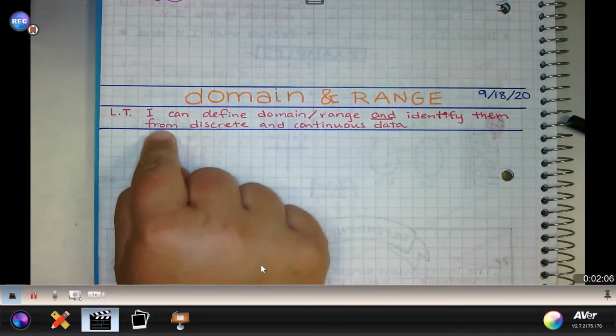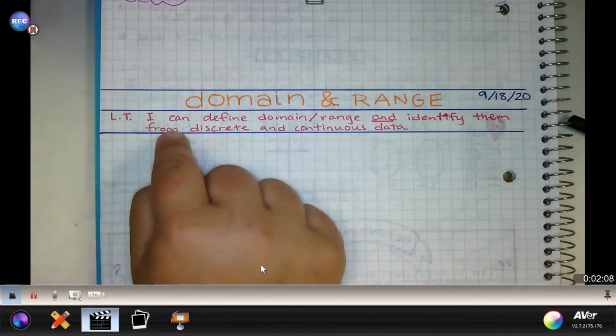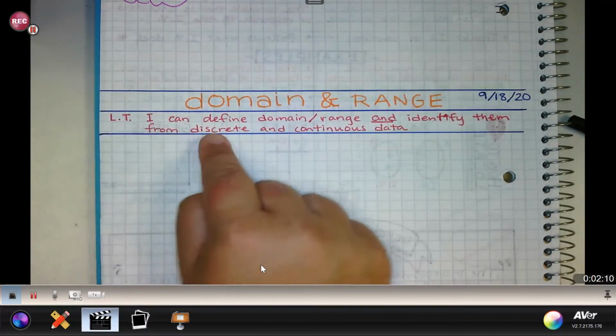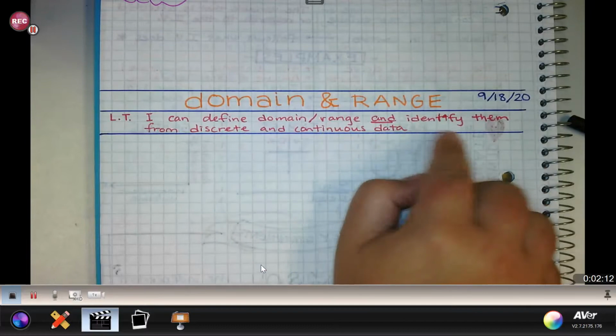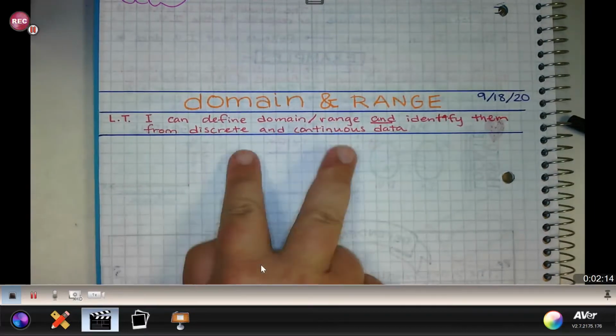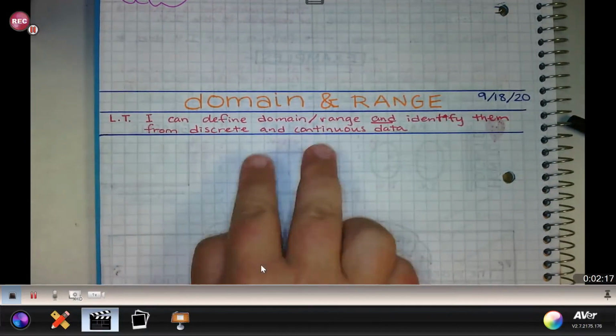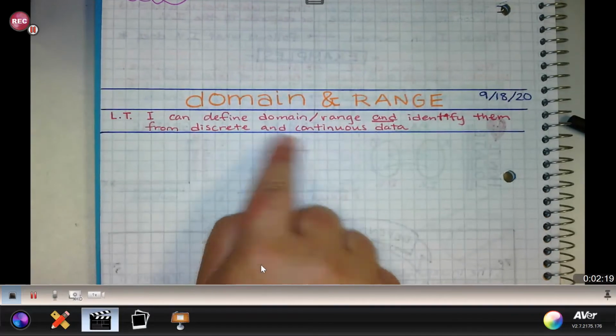LT, recall, stands for learning target, and the whole goal today from the notes is that you can define domain and range and identify them from discrete and continuous data. So that is a callback from last week.